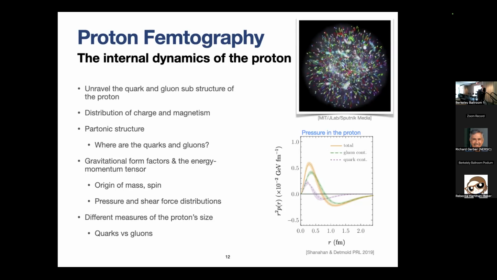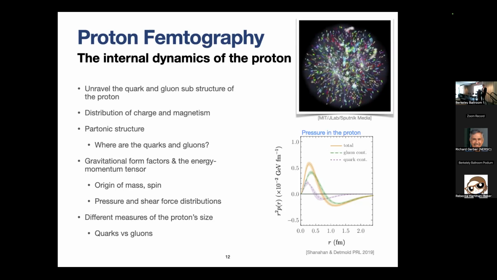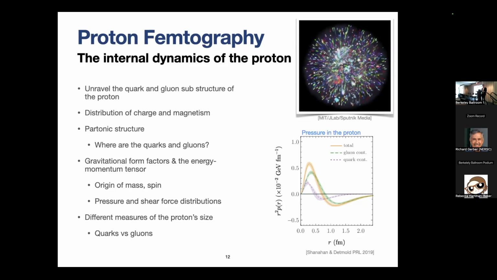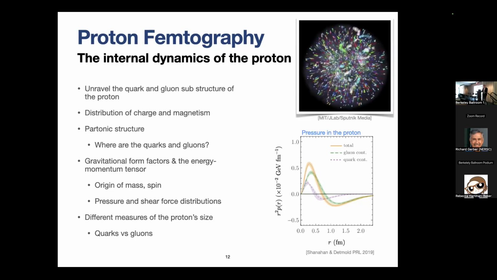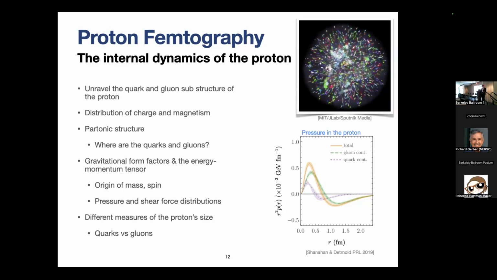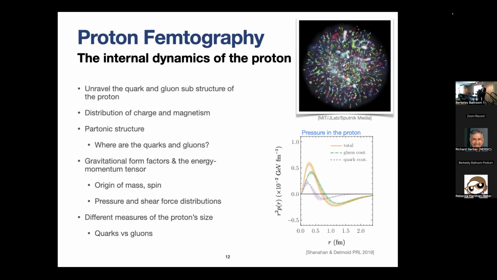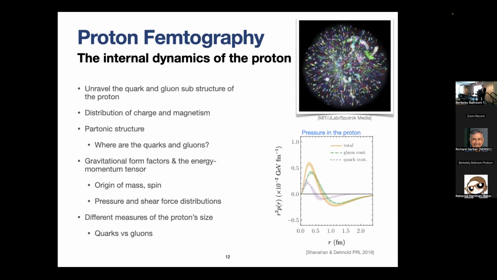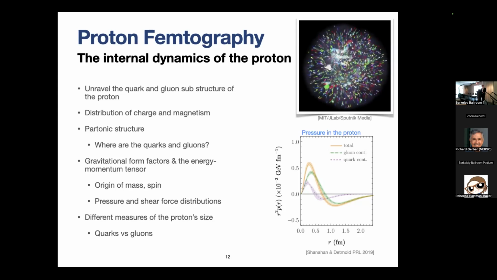There are other quantities that we can look at, things related to how the object couples to gravity, for example. That tells you, of course, about its mass, but also how the spin of the quarks and gluons inside the state gives you the spin of the proton. And there've also been in recent years calculations of the pressure and shear force distributions that are inside.